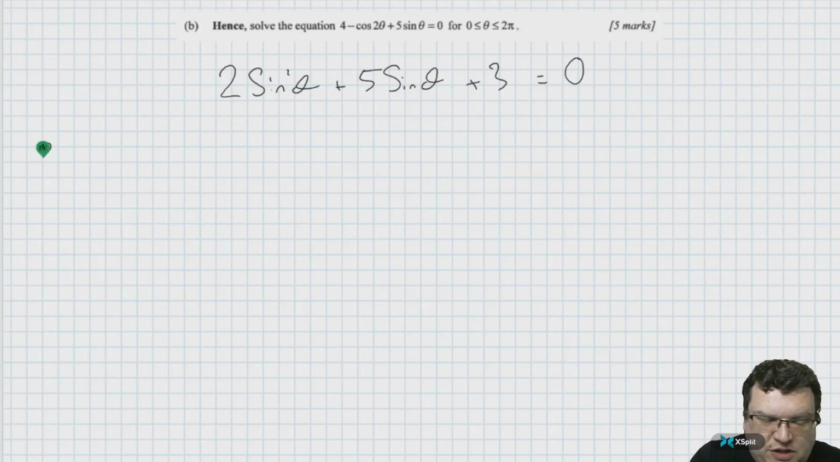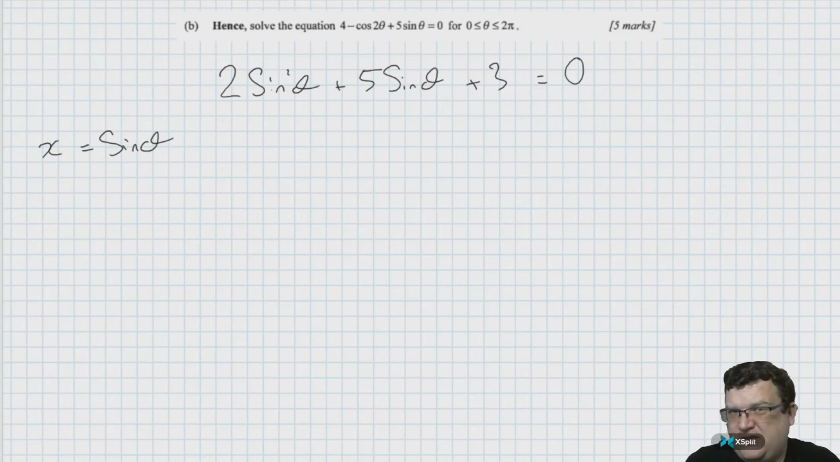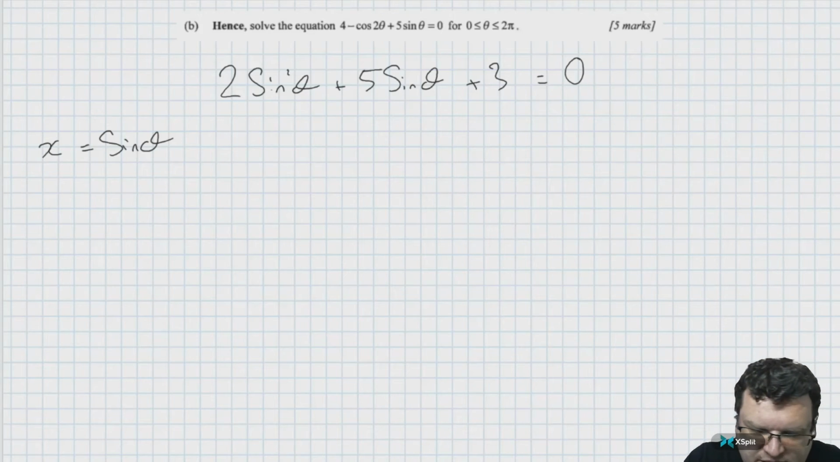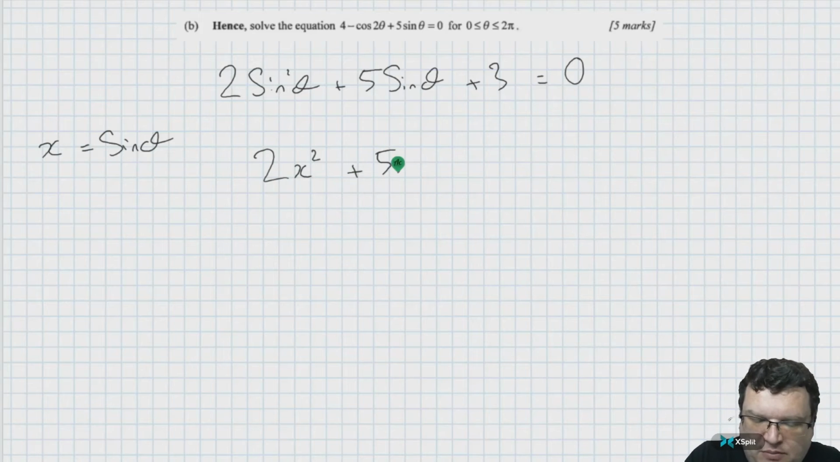In this case, we're just going to use x equals sine theta. Again, it's just a dummy variable here, there's no significance. Just make sure you don't choose something that's already been used in the question. So if x has already been used in the question, go for another letter. And simply rewrite the quadratic now as 2x squared plus 5x plus 3.